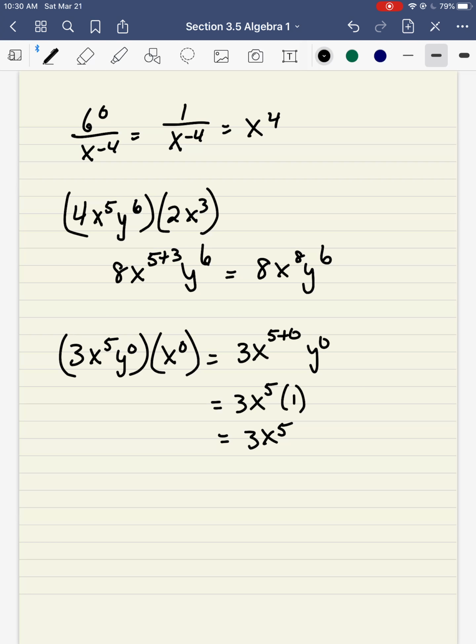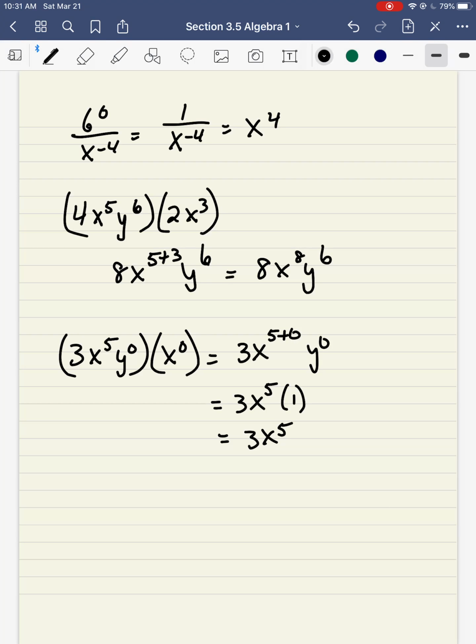If you have 6 to the 0 divided by x to the minus 4, the 6 to the 0 is a 1. The x to the minus 4 means it belongs in the numerator as a positive 4, so this whole answer would be x to the plus 4. If you have 4x to the 5th, y to the 6th times 2x to the 3rd, the numbers get multiplied. 4 times 2 is the 8. The x's, exponents get added, so 5 plus 3 on my x's. And the y, there's not another y, but that just means it carries along. So the answer would be x to the 8th, y to the 6th, and again the number of 4 times 2 is 8. So the complete answer is 8x to the 8th, y to the 6th.